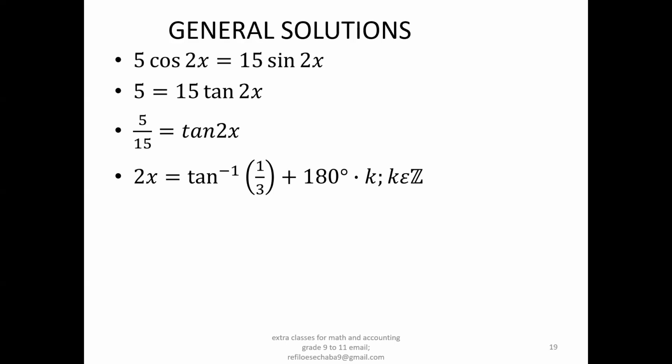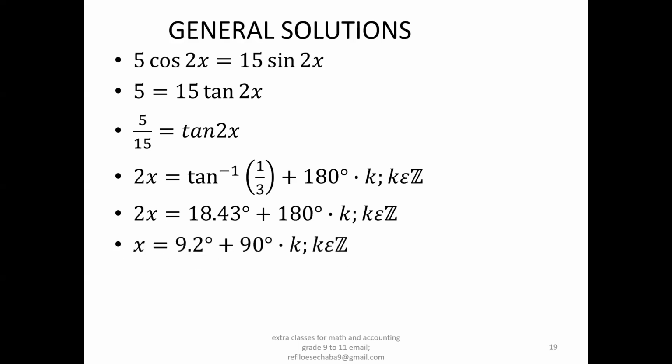Inverse tan of 1 over 3. It's 18,43. Perfect. What do we do next? And then x equals 18,43 divided by 2, and then the 180 divided by 2. Perfect. And then we're going to get 9,2. Yes. All right, then plus 90. Perfect.